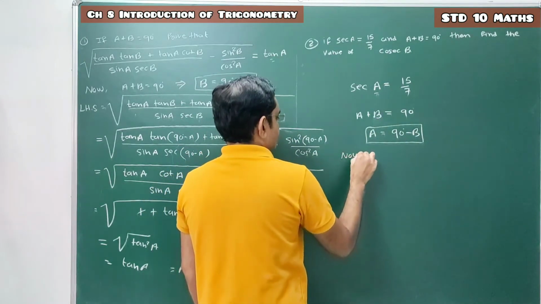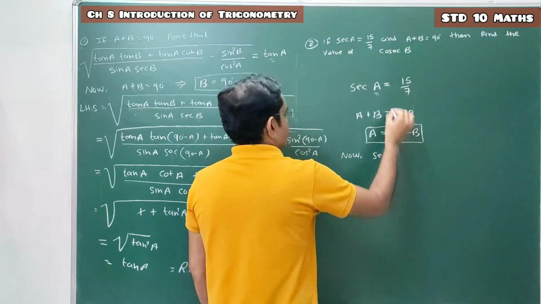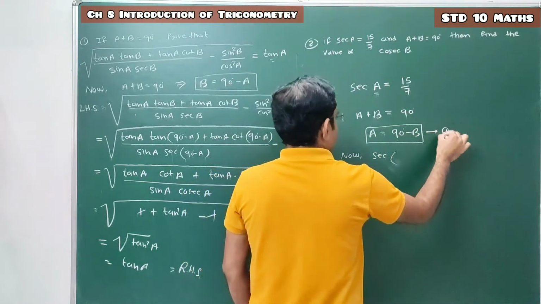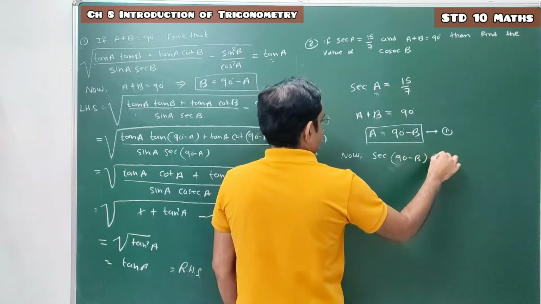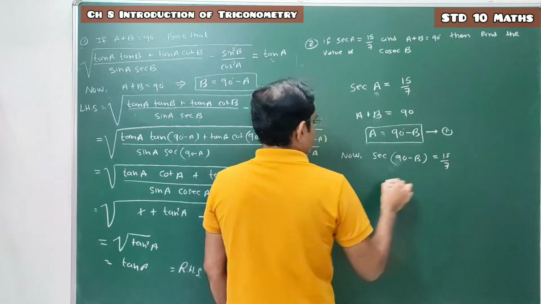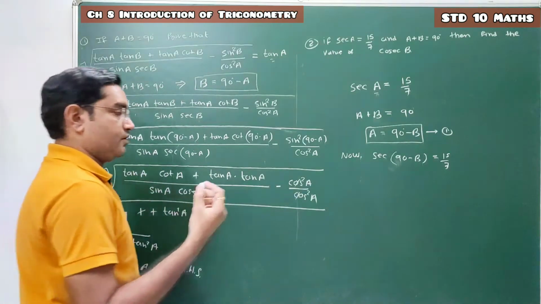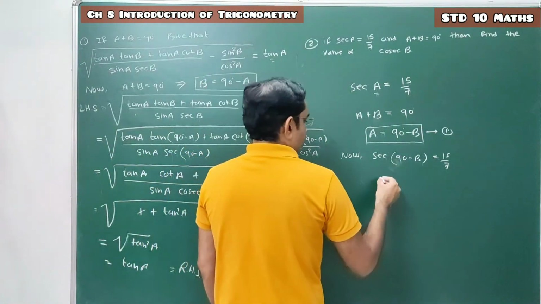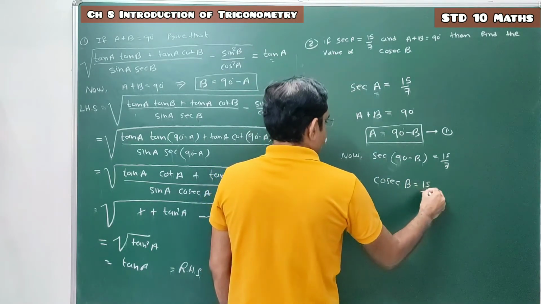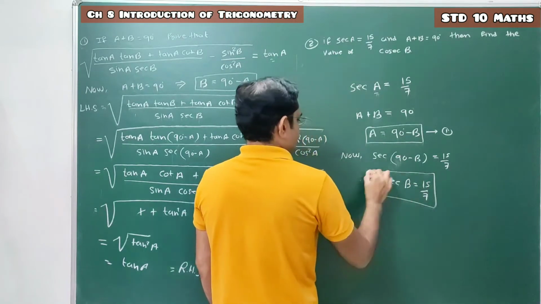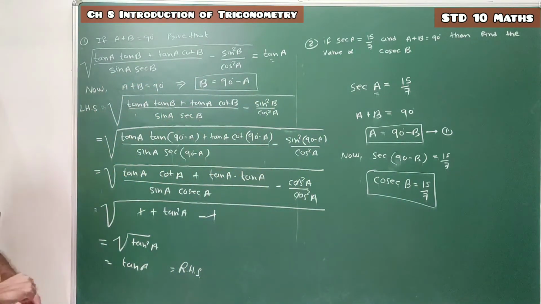So now our sec A is, replacing this A with this result, sec of 90 minus B, and that is equal to 15 by 7. So sec 90 minus B, the complement of sec is cosec, so it's cosec B. The answer is 15 by 7. Done? One mark question is there. So pause the video and note it down.